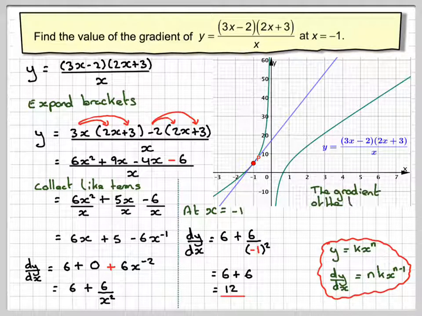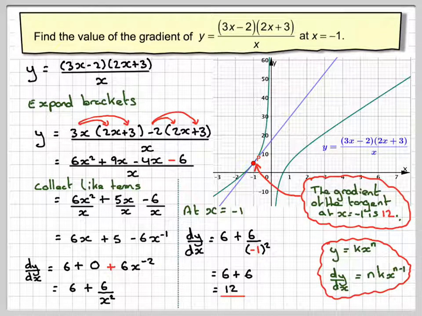Okay, so the gradient of the tangent at x is equal to minus 1 is given by this value. So what you've got to always remember when you're differentiating, when you're finding the gradient function, is the geometrical meaning of it. Okay, so this has been a video to show you how to differentiate the quotient of a quadratic over a linear function. I hope you've understood, and I thank you very much for watching.